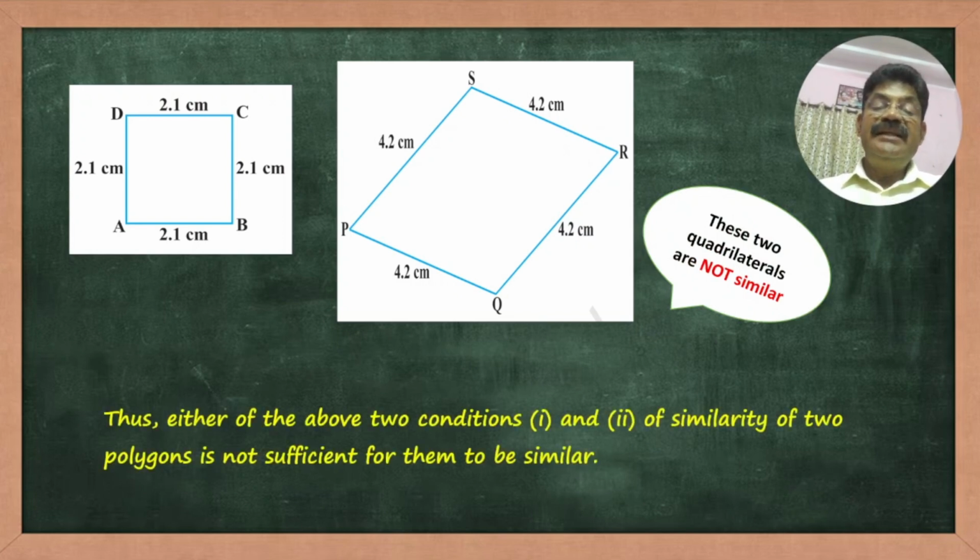Thus, either of the above two conditions, 1 and 2, of similarity of two polygons is not sufficient for them to be similar. Just one condition is not enough. Both the conditions must be satisfied in order to say that the polygons are similar.